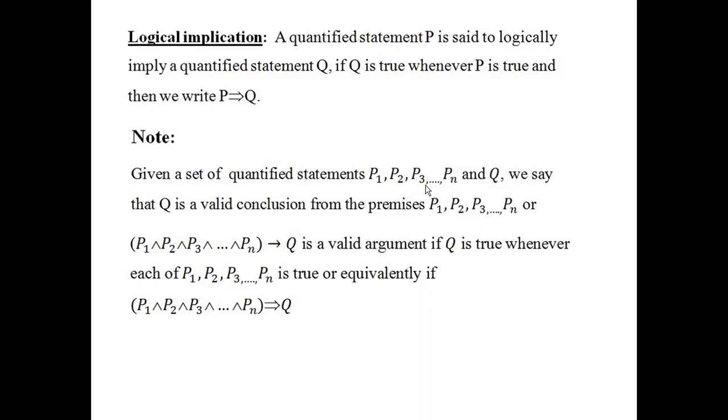So we understand this note. We have a set of quantified statements P1 to Pn and another quantified statement Q, and we say that Q is a valid conclusion from the premises P1, P2, P3 to Pn. It is one and the same as reading P1 and P2 and P3 etc. up to Pn, conditional Q is a valid argument. And this can happen whenever each of P1 to Pn is true, Q must be true. The same is symbolically written as P1 and P2 and P3 etc. up to Pn implies Q. So this is all about logical implication. So we can work out problems on logical implication.